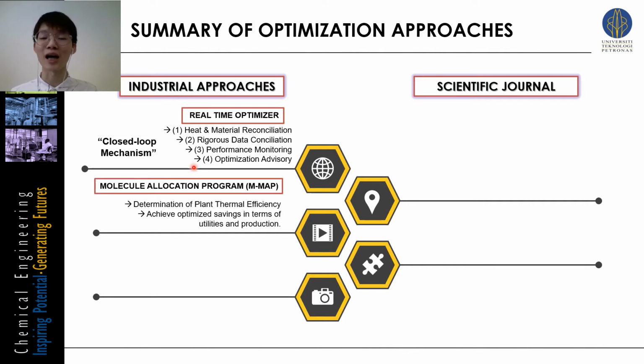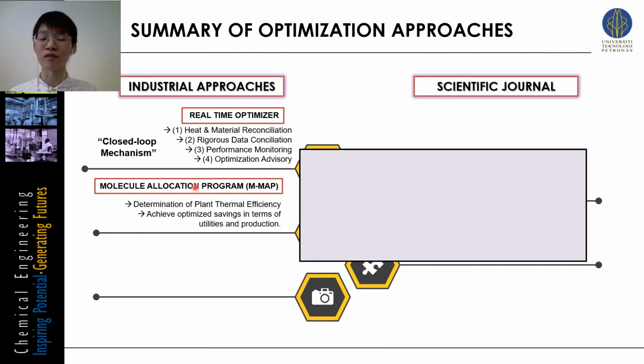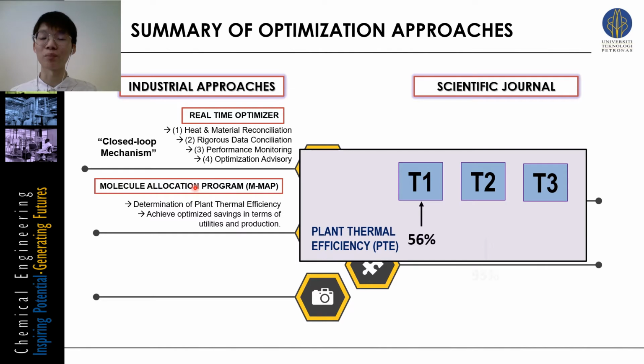And next, I have the MAP, the Molecule Allocation Program, which was ventured into by Malaysia LNG Sdn Bhd, MLNG. What this MAP does is, imagine that you have a plant and there are three trains. These three trains have different PTE, the plant thermal efficiency. This MAP is able to determine that train 2 has the highest efficiency and the lowest will be train 1. So by using this MAP, we are able to feed more molecules of natural gas into train 2 and reduce the feed into train 1 so that we can optimize and improve the overall production.